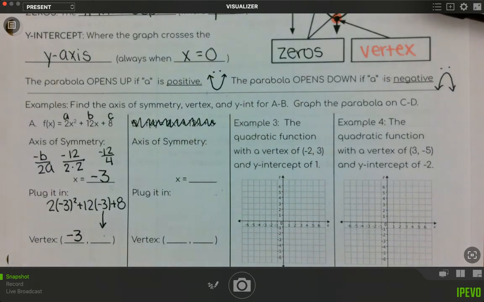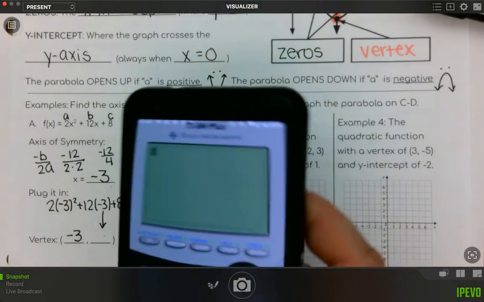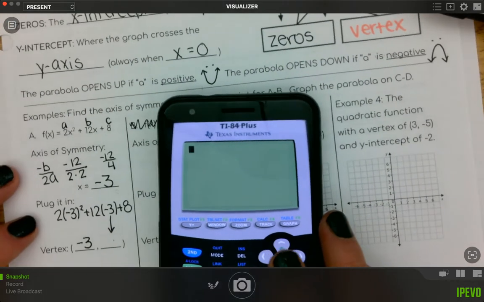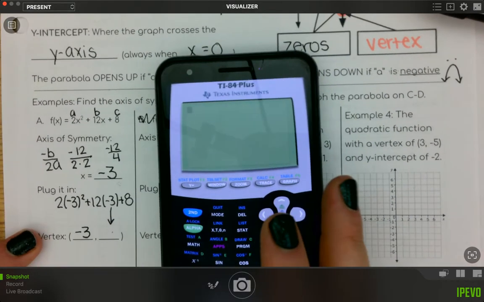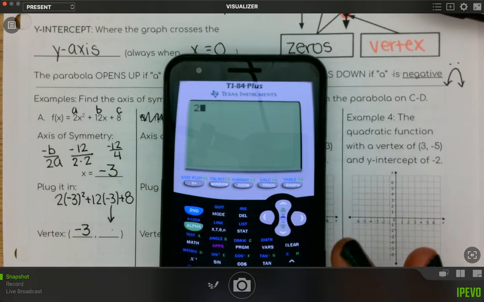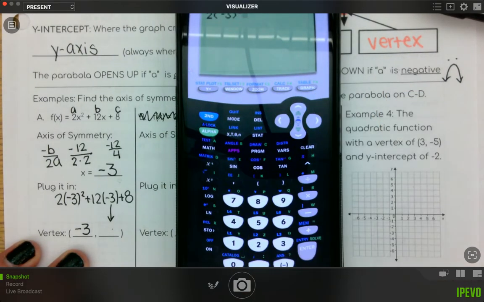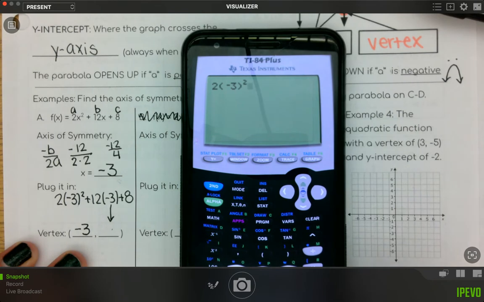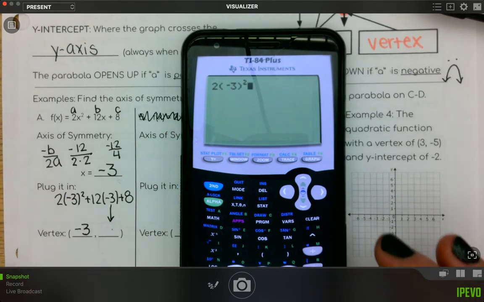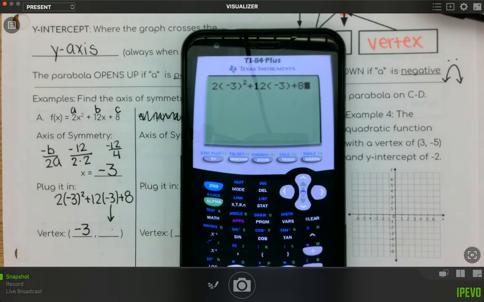So let me show you how to type this into a calculator. Your phone calculator is probably not going to be the easiest way to plug this one in, just letting you know that now, unless you have the parentheses in yours. So I'm going to type 2, parentheses, negative 3, parentheses, and I'm going to use the squared button right here. Plus 12 times negative 3 plus 8.